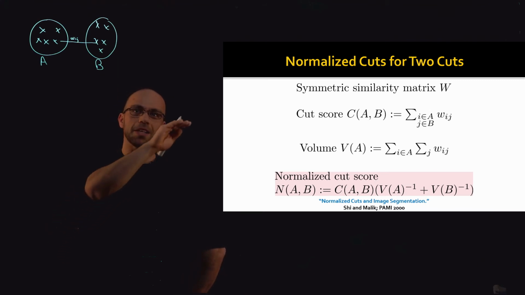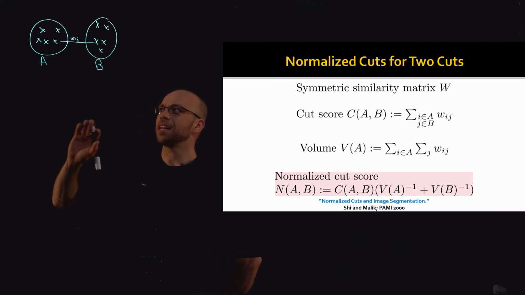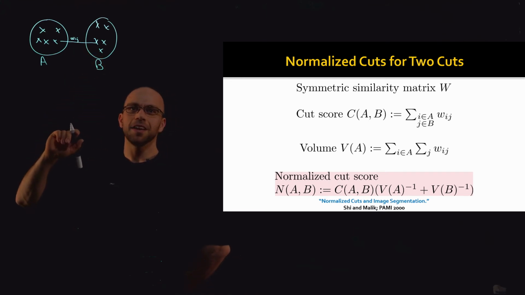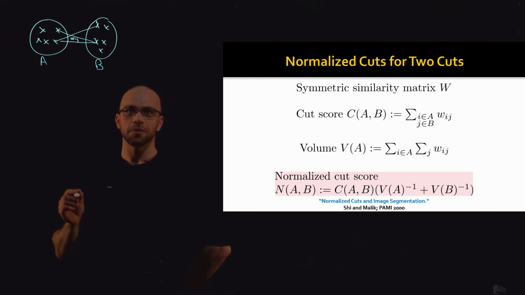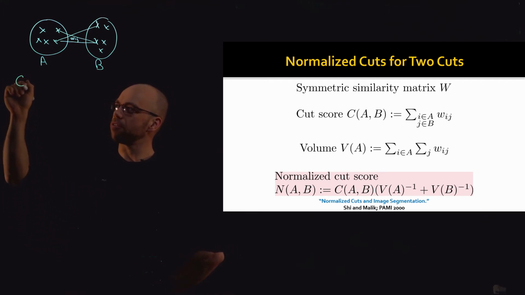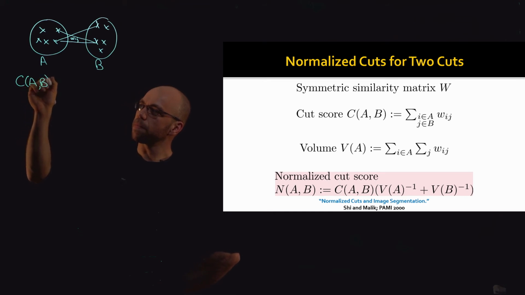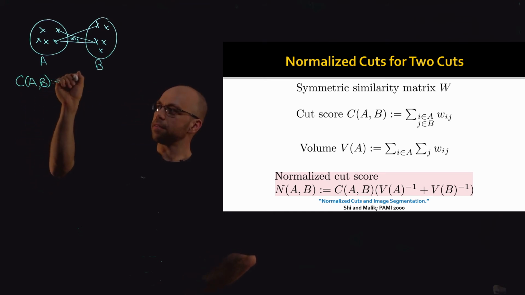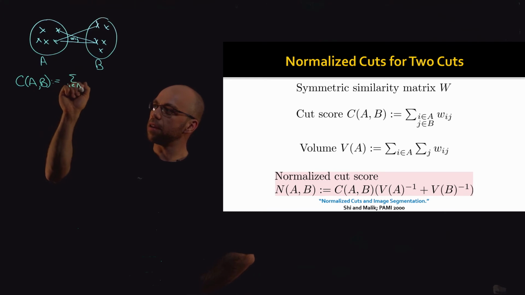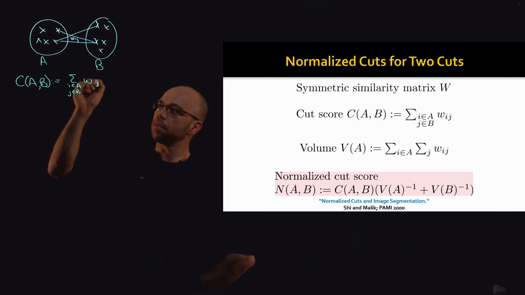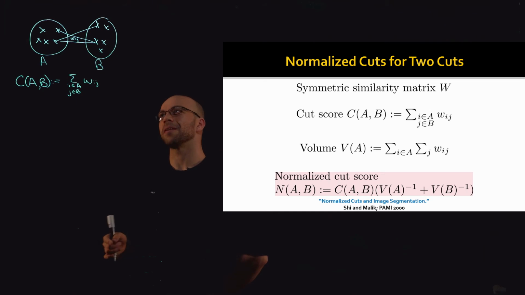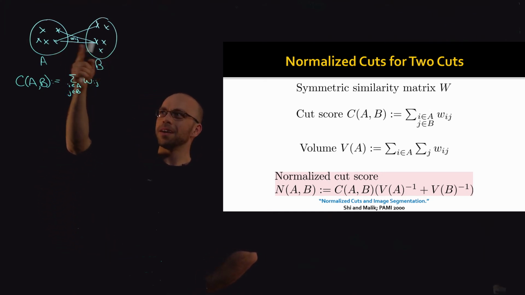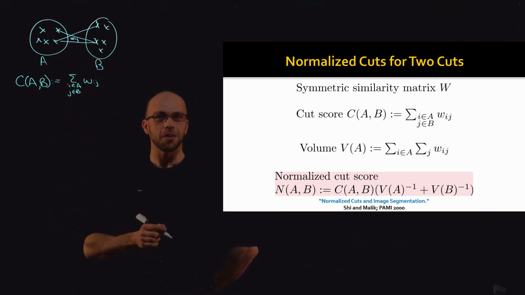So one very simple measure of how well my clustering of my data set into this bipartition A, B is just to look at the sum of all the W's that cross over my cut. And we can define that to be the cut score, C of A, B, which you can write as just the sum where I'm going to choose I in A, J in B of Wij. And notice that this is large when I have a bad clustering and it's small when I have a good clustering, right? Because it's small when essentially the points in A and the points in B are not similar to one another.